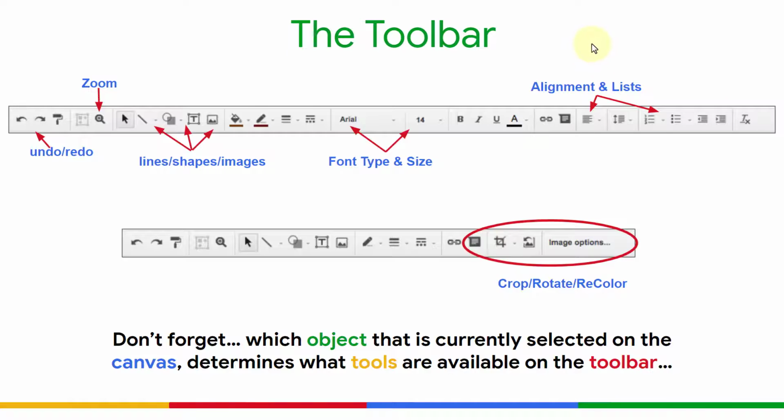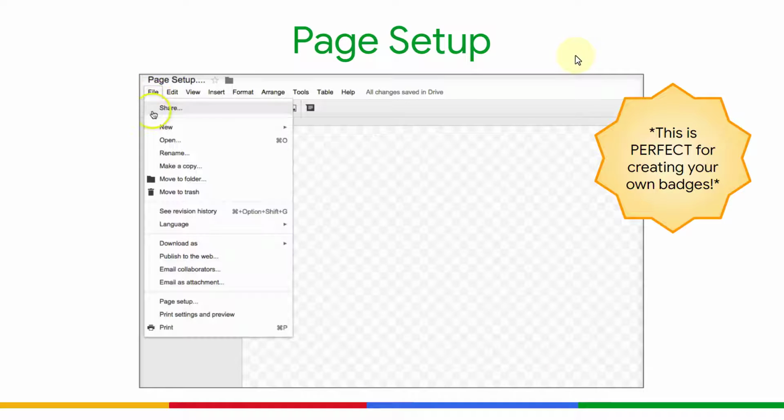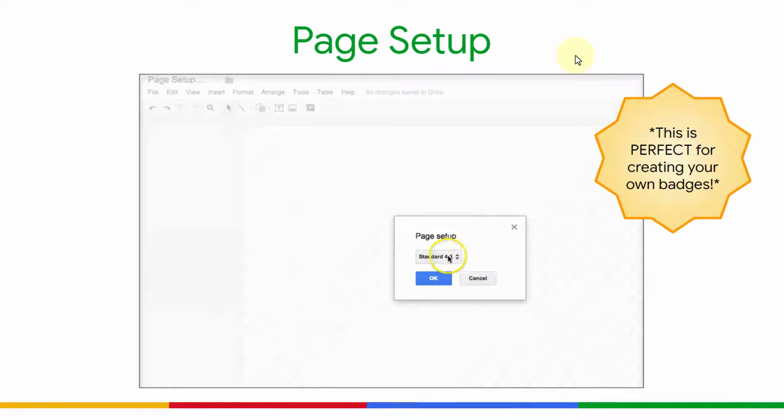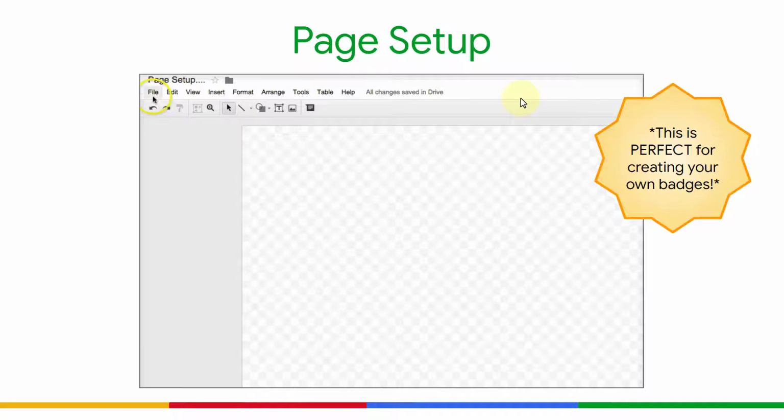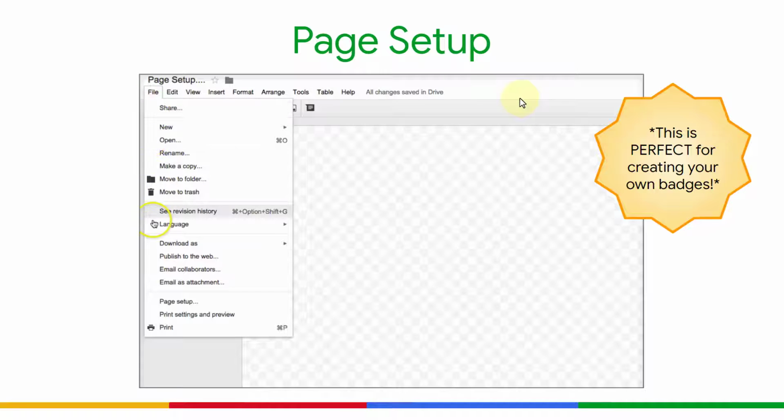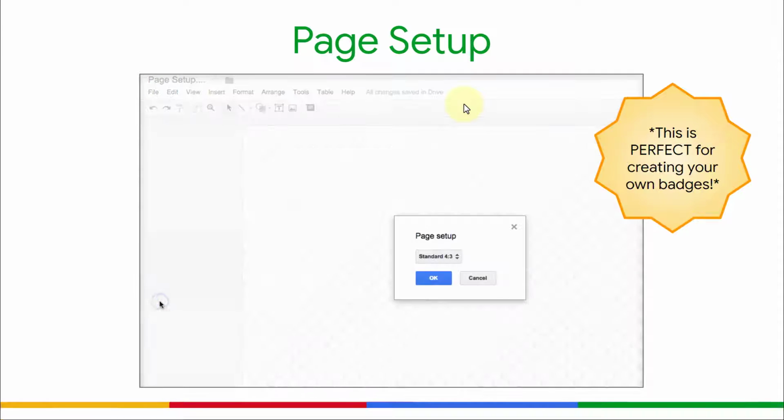So the first thing I would say you need to do is go to page setup. The reason you want to go to page setup is because this is going to help you put in there what size you're considering. So you can do it in inches, you can do it in pixels. It depends on what type of thing you're making. The default is fine, but let's go ahead and show how to do that.